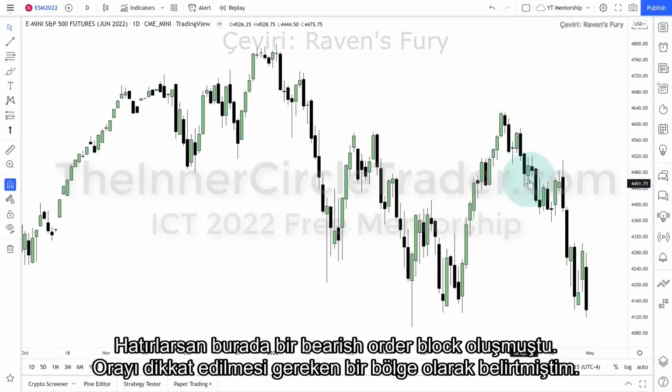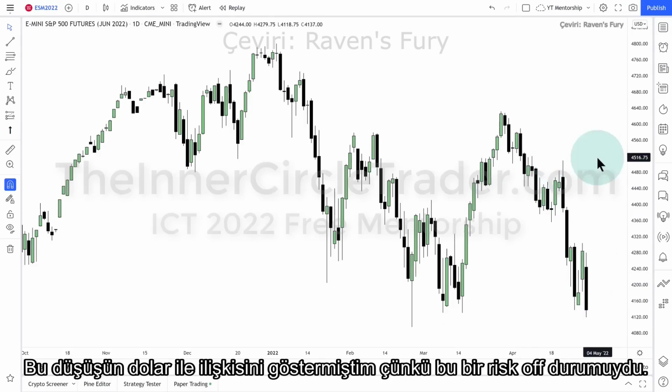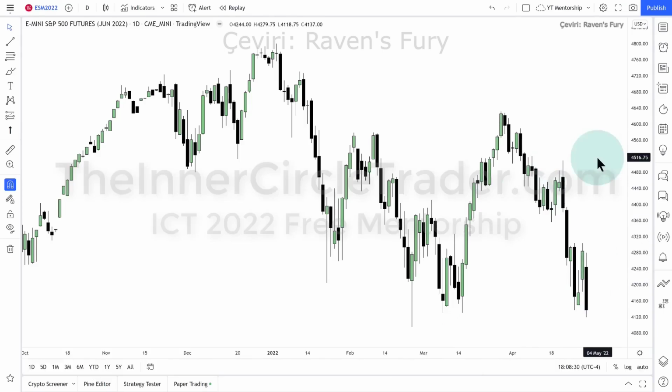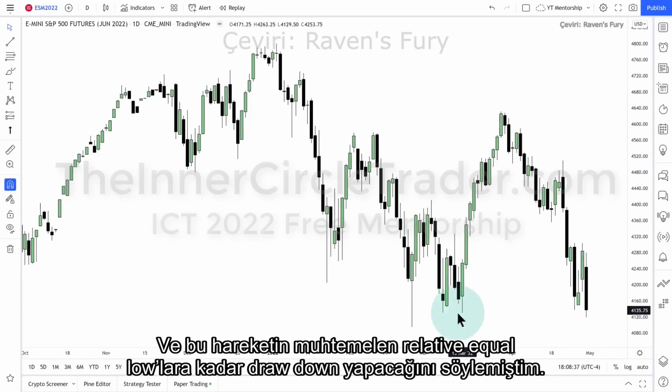Remember back here, we had that bearish order block. I outlined that as an area to watch. And we're entering a seasonal tendency, so we're going to be expecting lower prices. We got lower prices. I showed you the relationship with the dollar because it's risk off. So we have all the decline taking place in the equities markets. And I said that we would likely draw down into this relative equal low.